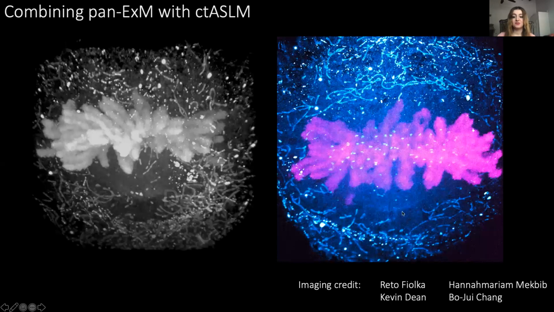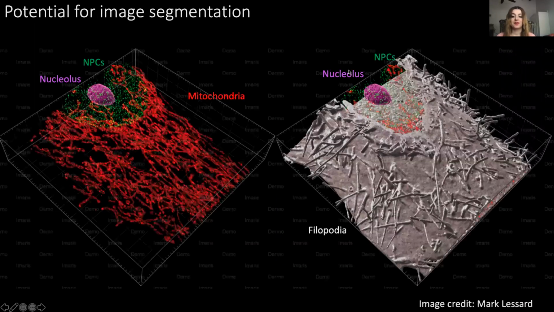So again, this data set took 5 minutes to record. This is a 3D rendering of the same cell that I just showed you. Here in 2 colors, here in 1 color, NHS ester versus NHS ester plus SYTOX Green here in pink. And with 3D data sets, there's a potential for image segmentation. These segmented cells, by Biomarker clustered in our lab, show the nucleolus, nuclear pore complexes here in green, mitochondria in red, and filopodia here in white.